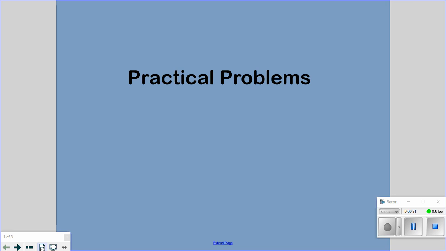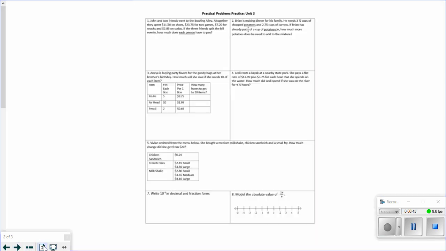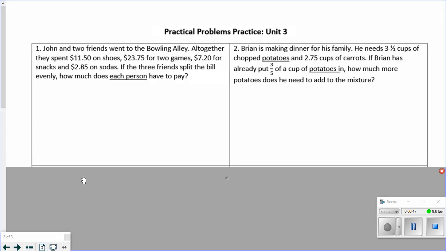Sometimes we'll do notes that way, such as today. I expect that you treat them the same way. You're filling in everything that I'm writing on my smartboard and applying your own knowledge to solve the questions. So here we go with practical word problems. We'll start out with number 1.